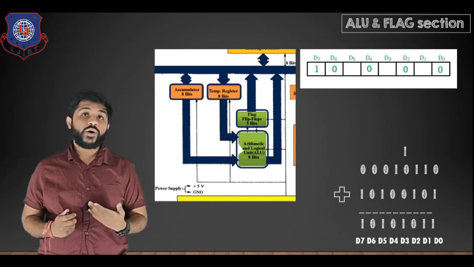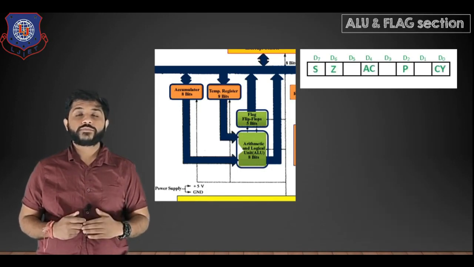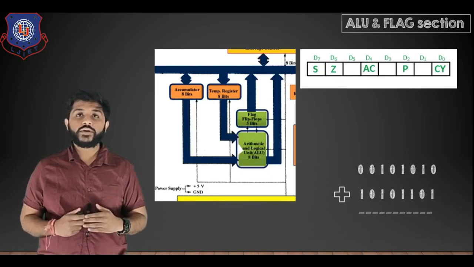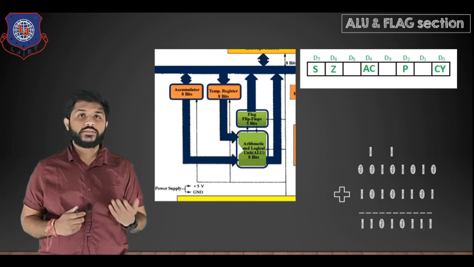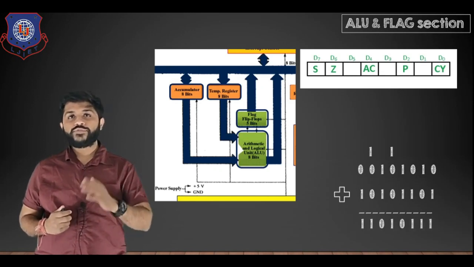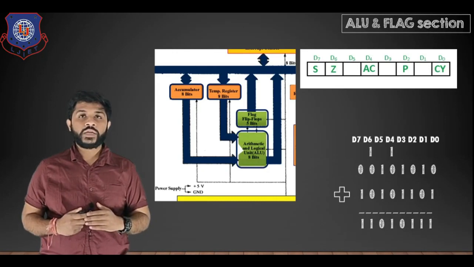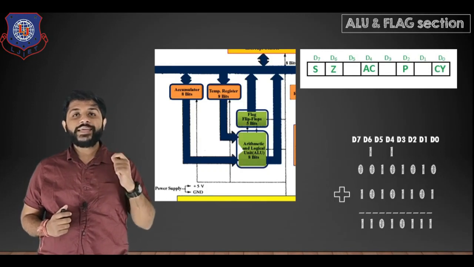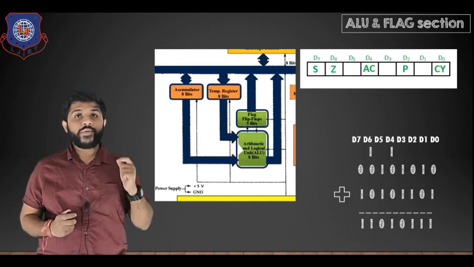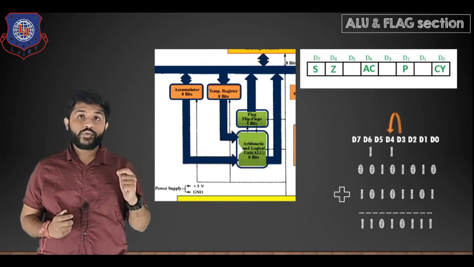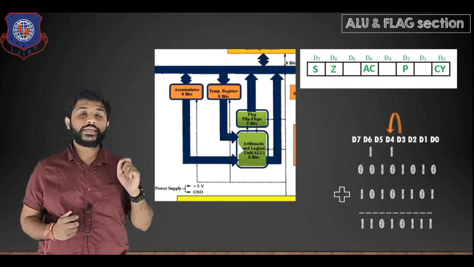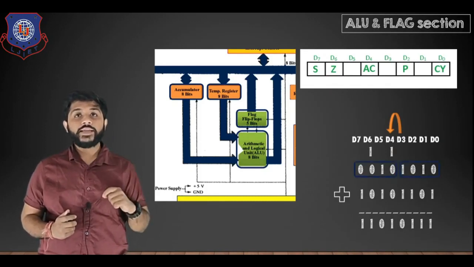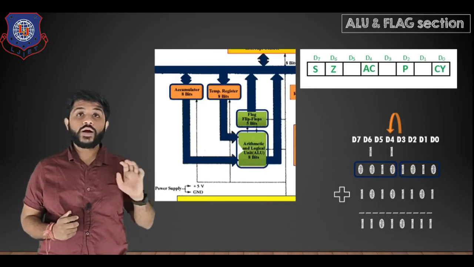Now let's see how the auxiliary carry is generated. Again, let's see the example of addition of these two 8-bit numbers, and after adding these numbers you will get this answer. Let's name these bits from D0 to D7. Now when will this auxiliary carry be set? When you perform any arithmetic and logical operation, when the carry is transferred from D3 to D4, in that case the auxiliary carry will be set. We can also say that the carry is transferred from the lower nibble to the higher nibble.